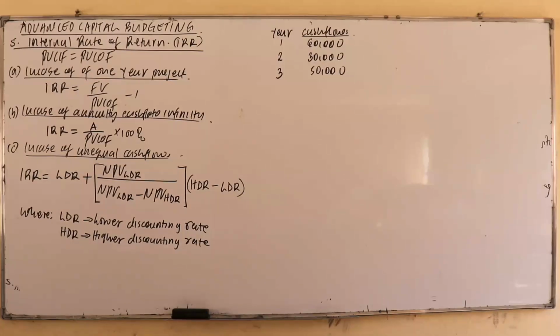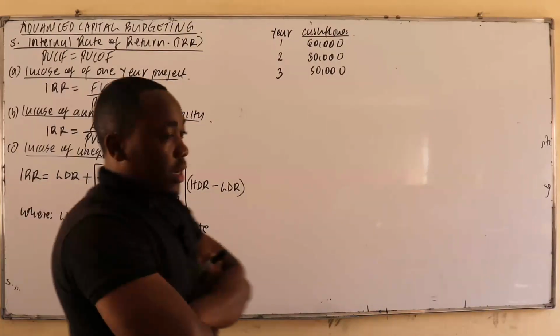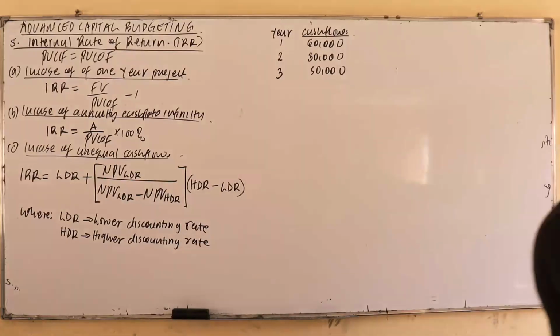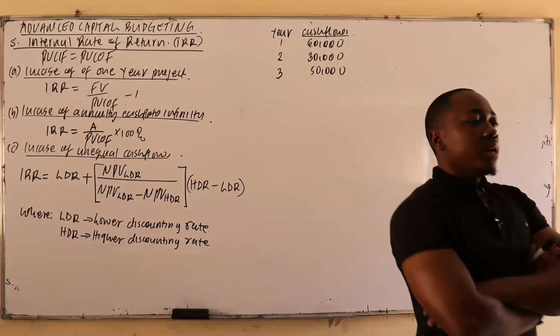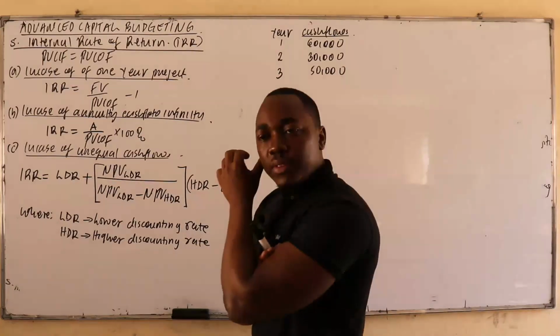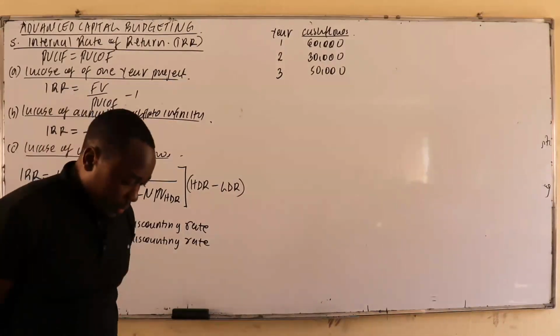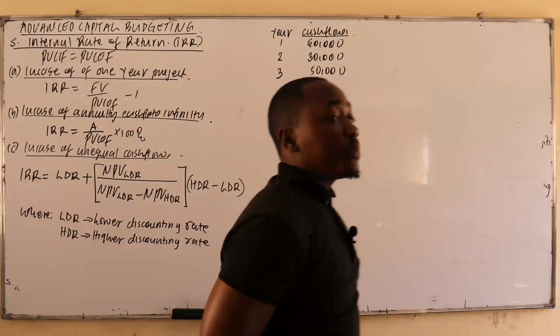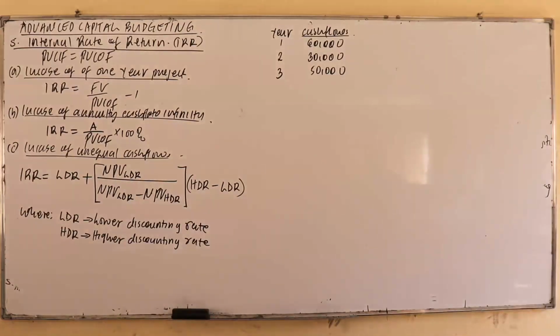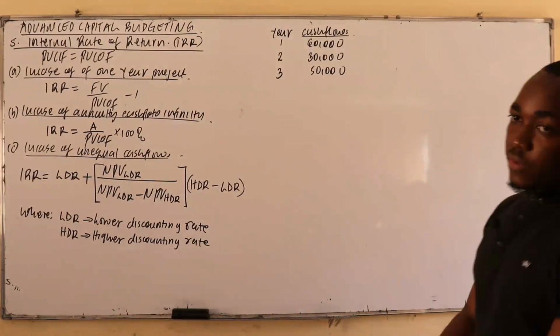If the cost of capital is 10%, and the initial investment is 100,000 shillings, determine the IRR of this project.